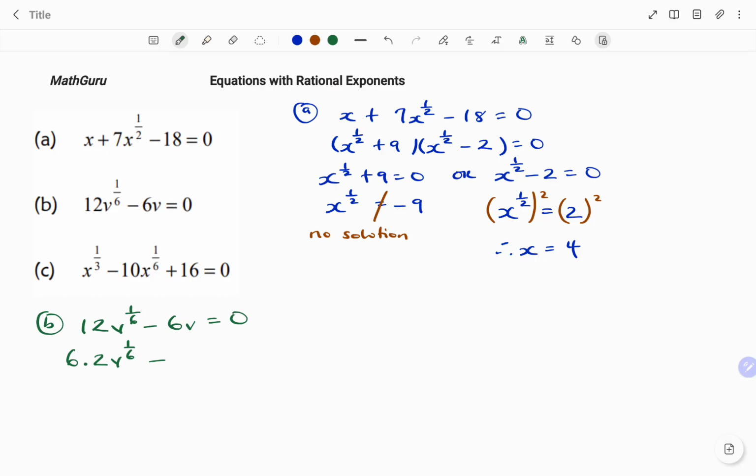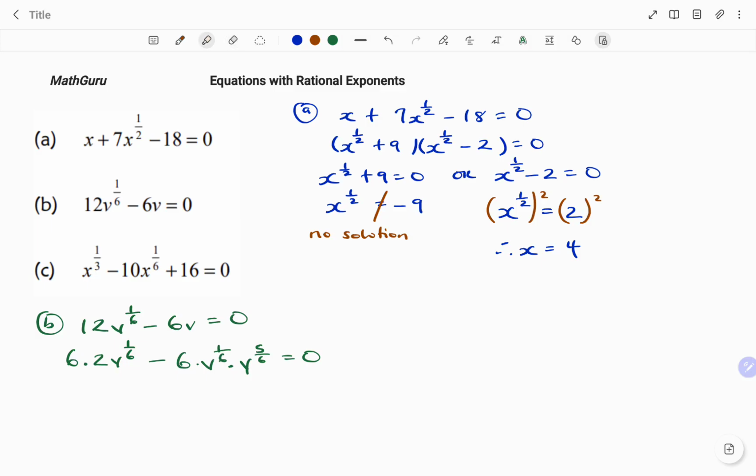minus, then on the second term, 6 times, I'm going to split up my v, because the lowest exponent here, which will be the highest common factor, will have a power of 1 over 6. So if I split up this v, it will be v to the 1 over 6 times v to the 5 over 6 equals 0. Why? If I add 1 over 6 plus 5 over 6, that will be 6 over 6, which is 1. So therefore, I can easily pick out my common factor.